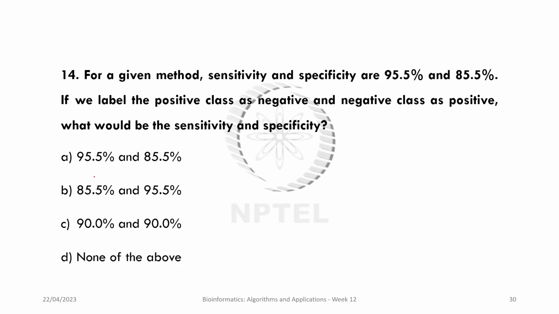Okay. Question 14. For a given method, sensitivity and specificity are 95.5% and 85.5%, respectively. Okay. If we label the positive class as negative and negative class as positive, what would be the sensitivity and specificity? Okay. I've got 4 votes already for B.